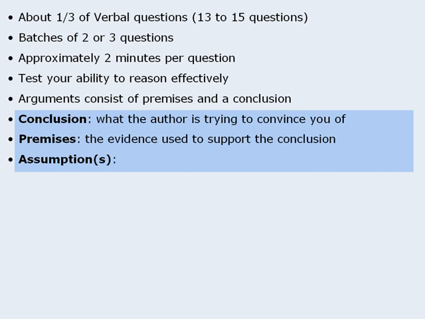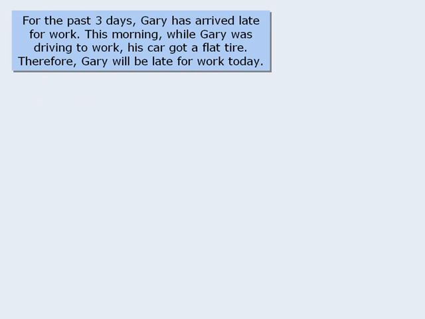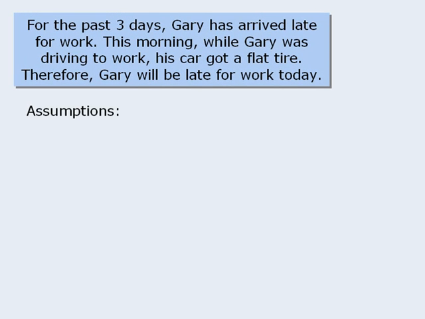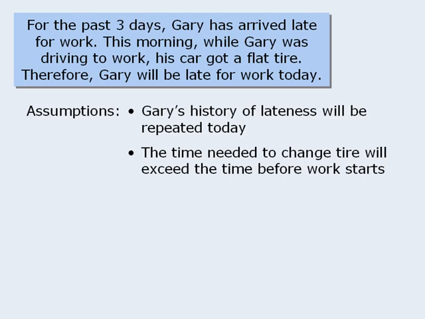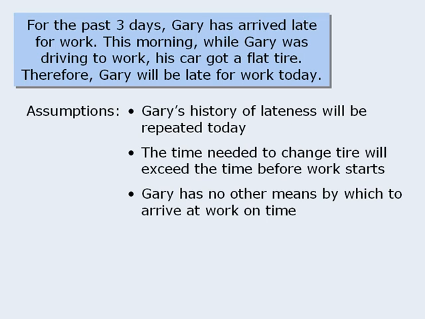Now, in addition to having premises and conclusions, most arguments share a third component. Most arguments have assumptions that are needed to make the conclusion follow. Now, an assumption is essentially an unstated premise that is necessary to help us reach the given conclusion. For example, in the argument about Gary, what sort of unstated assumptions are required to help us reach the conclusion that Gary will be late today? Well, we need to assume that Gary's previous record of lateness will be repeated today. We also need to assume that if Gary is to fix his flat tire, the time it will take him to do so will exceed the amount of time before work starts. And we need to assume that Gary has no other means by which to get to work on time. Now, there are other unstated assumptions here, but you get the idea.